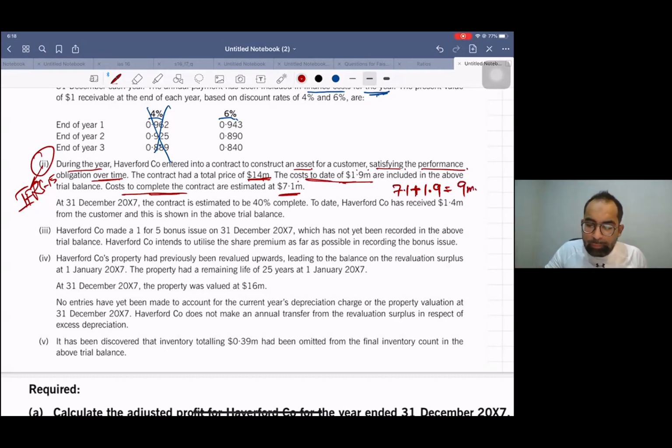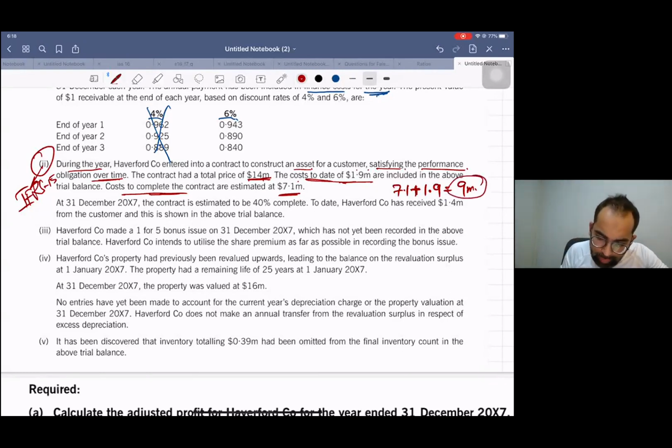Now easily you can see the contract is in profit. Check it out. Why? Your revenue is 14 million, and your total estimated cost is 9 million. So simply, the contract is in profit.